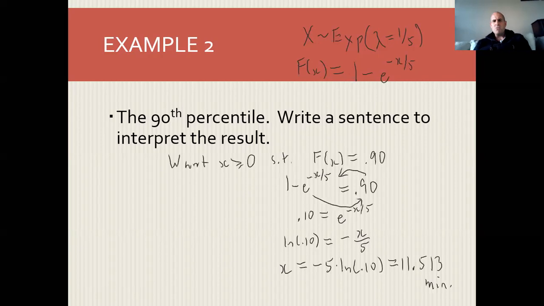Okay, remember we were talking about phone call lengths. The average, the mean for this problem was 1 over lambda, which was 5 minutes. So it's not surprising that to get to the 90th percentile, I would need to have a phone call that was over 11.5 minutes long, so that 90% of phone calls would be below that. Okay, so this right here is the 90th percentile.